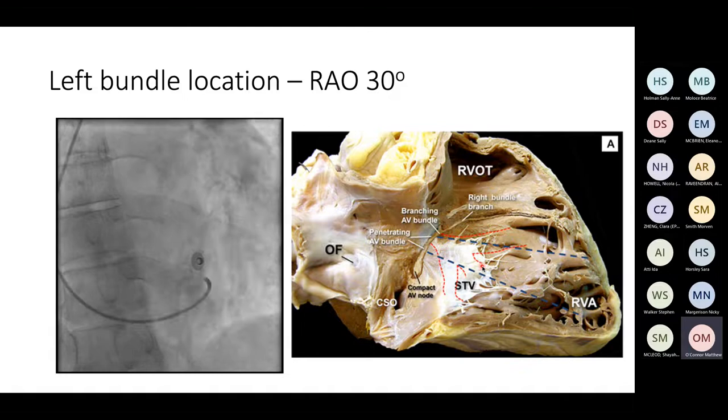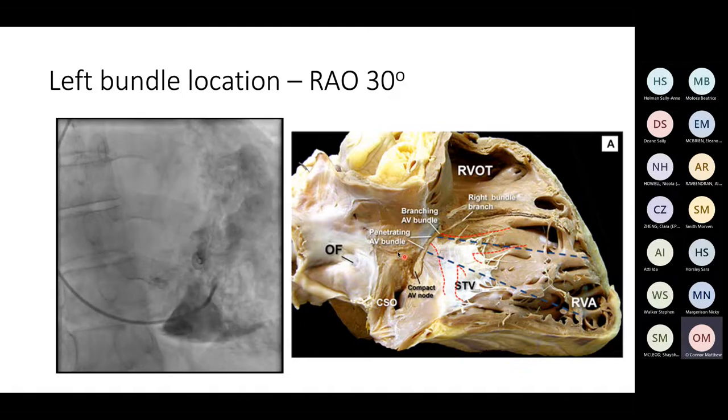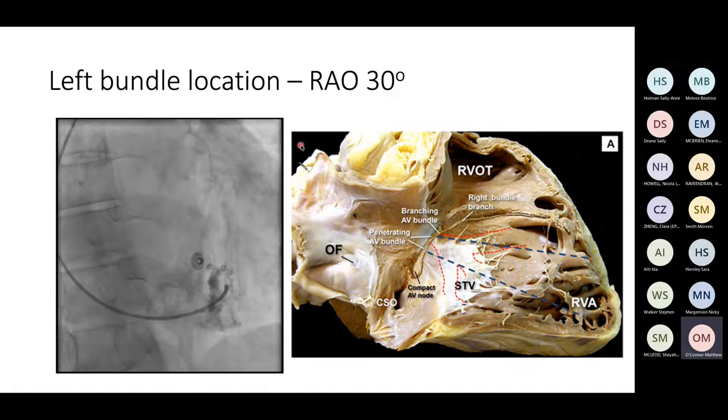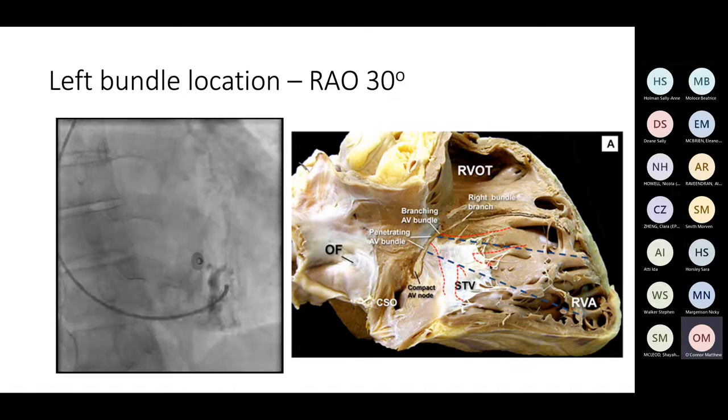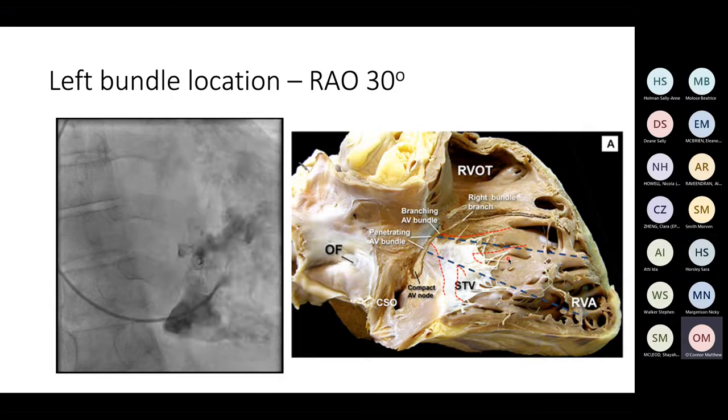Now, obviously, the left bundle is on the left-hand side of the heart, and we're coming down here from a pacemaker through the right atrium, through the tricuspid valve, into the right ventricle. So we need to get through to the left ventricle somehow.